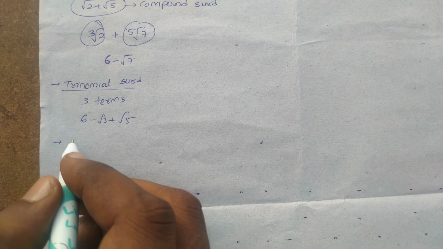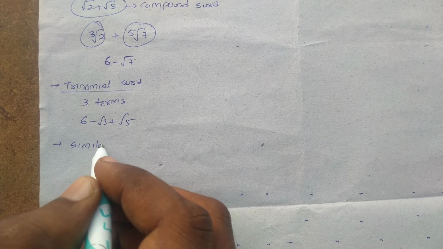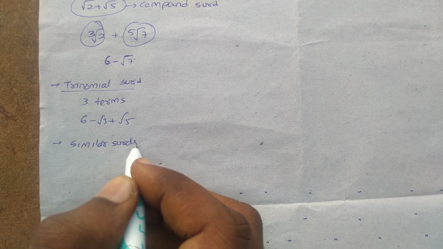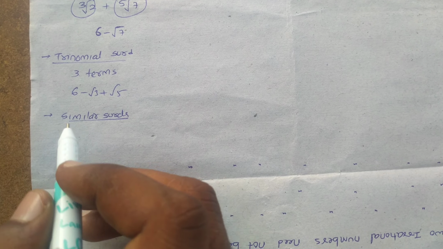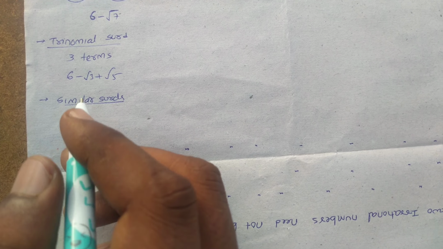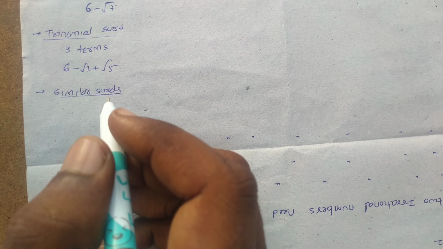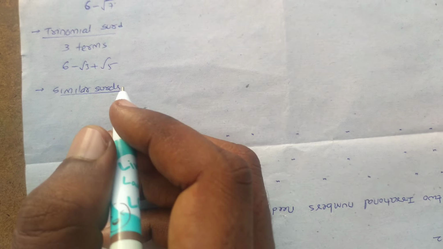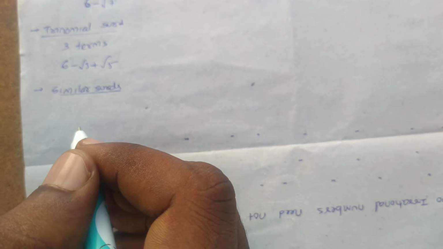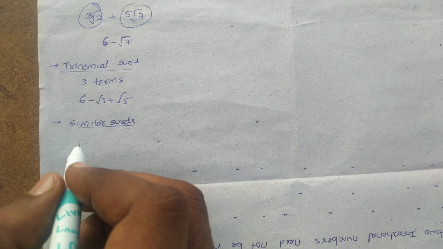What is the last one? Similar or like surds. If two surds are different multiples of the same simple surd, then they are called similar surds. Otherwise they are dissimilar surds. Okay, I will show one example.